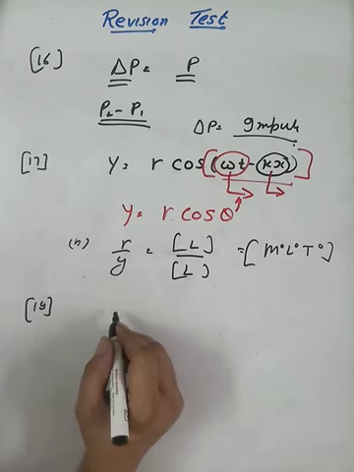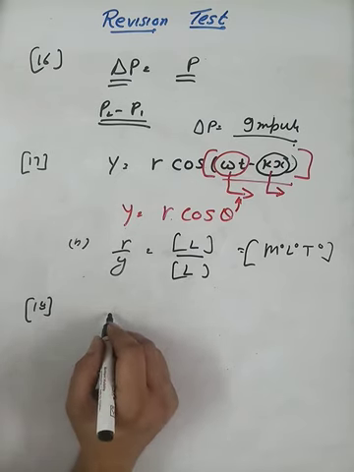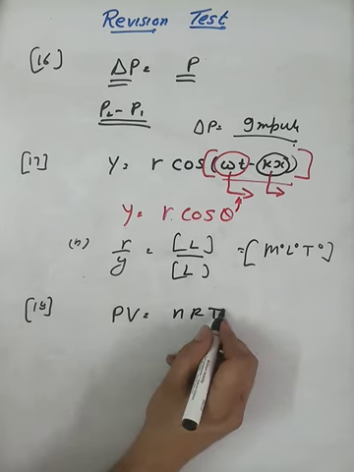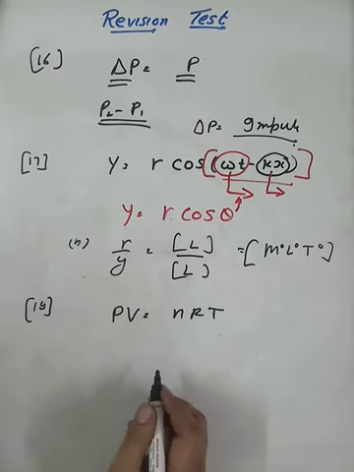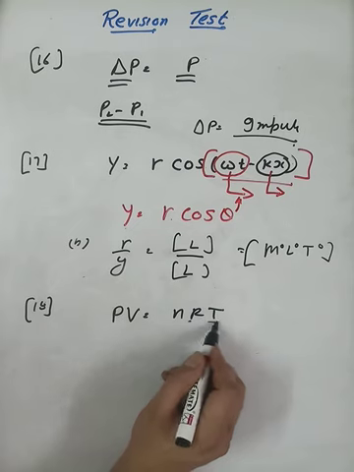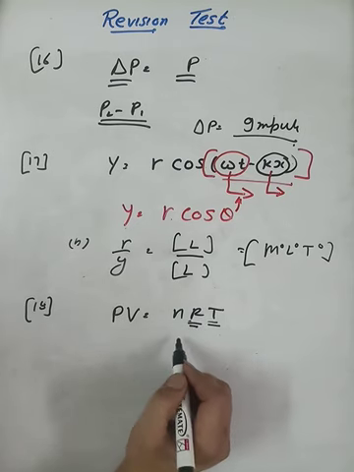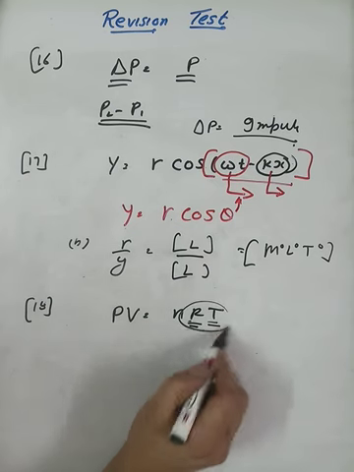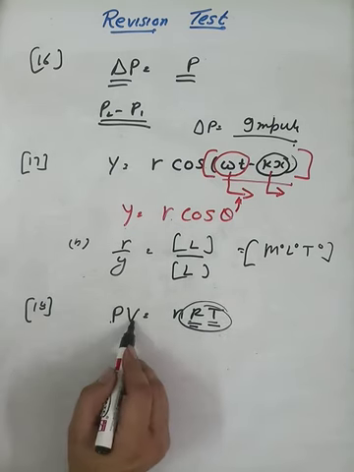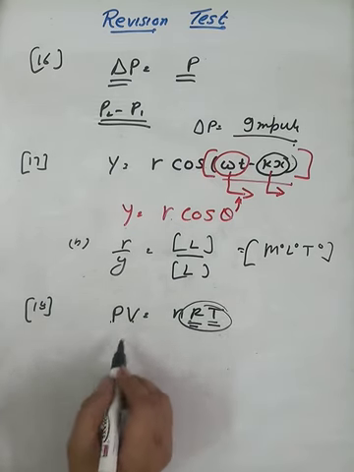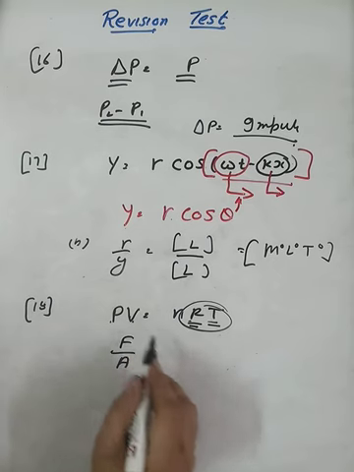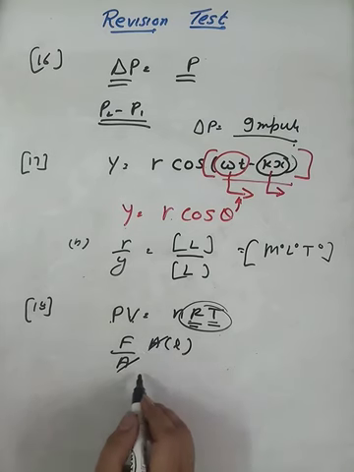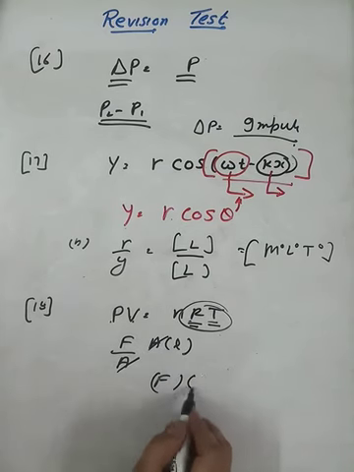The dimension formula for RT. We have the equation PV equals nRT. R is the gas constant and T is the temperature. So you have to find out this RT. What is P into V? Pressure is force upon area and volume is area into length. Area and area cancel out. We get F into length.